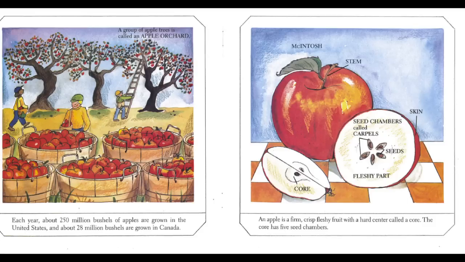Look at the diagram of the apple. You can see that this is an apple diagram of a Macintosh apple. At the top, there's a stem. On the outside, it's called the skin. And then as you can see on the inside, it's called a core with seed chambers called carpels. And the seeds are inside those carpels.